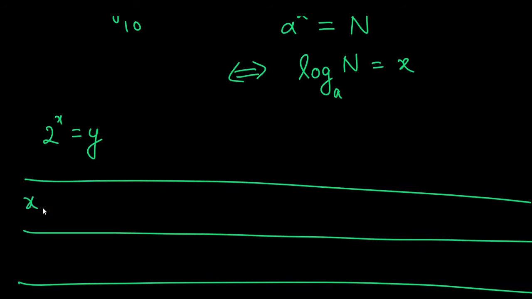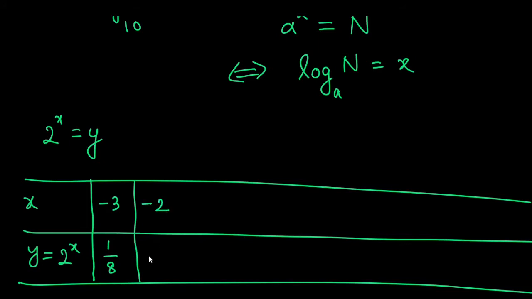Here let us take values of x and here values of y. Y is equal to 2 power x. We have a relation between x and y. Y is equal to 2 power x. When x is equal to minus 3, this is 2 power minus 3, that means 1 by 8. When x is equal to minus 2, y is equal to 2 power minus 2, that is 1 by 4.